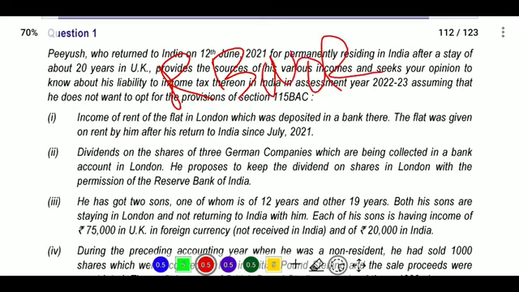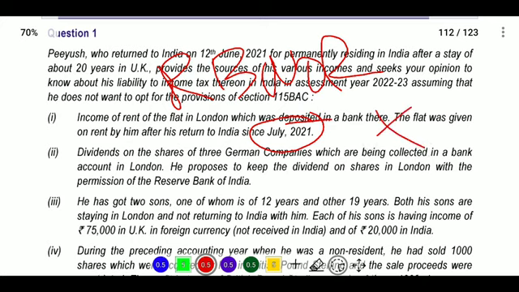From this, he has some incomes. What is that income? Income from rent of flat in London, which is deposited in the bank. The flat was given on rent by him after his return to India, since July 2021. So the rental income is accruing outside India and received outside India. He is a resident but not ordinary resident, so it is not taxable in India.